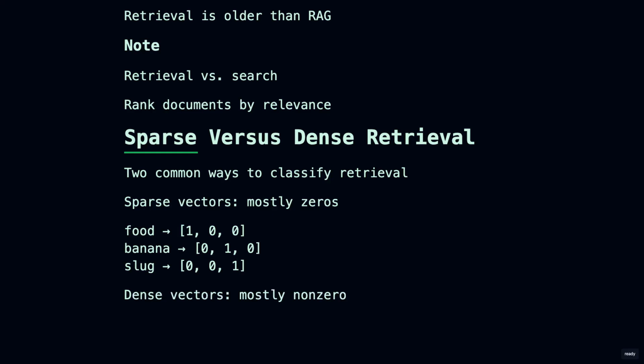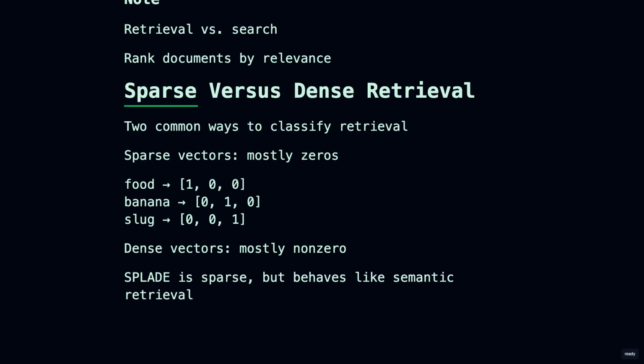Dense retrievers use dense vectors, where most values are non-zero. Embeddings usually fall into this category, though there are exceptions like SPLADE, which produces sparse embeddings by pushing many values toward zero. That's why sparse versus dense can be misleading. SPLADE is technically sparse. It behaves much more like embedding-based retrieval than classic keyword matching. A term-based versus embedding-based split avoids that confusion.